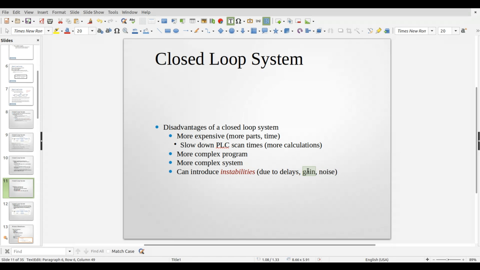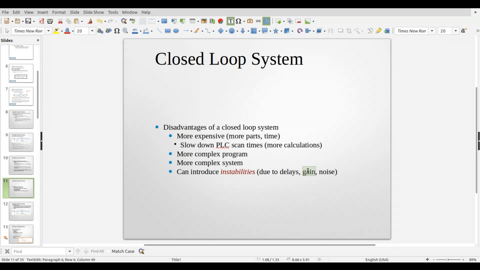The other one is gain. If you think about gain, we haven't discussed it too much yet, but we will get into it more here. As you try to make the controller run faster, move faster, start up or react faster, that is done by adding gain.